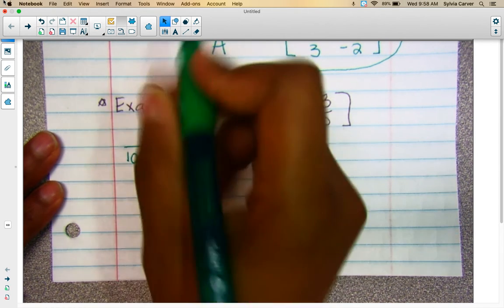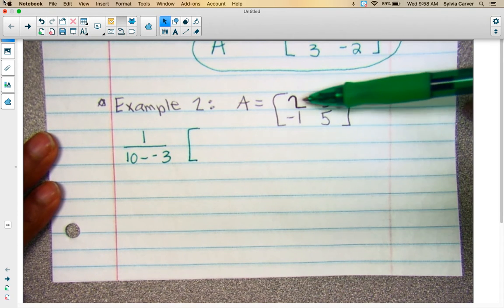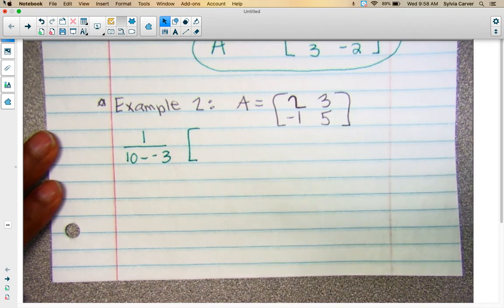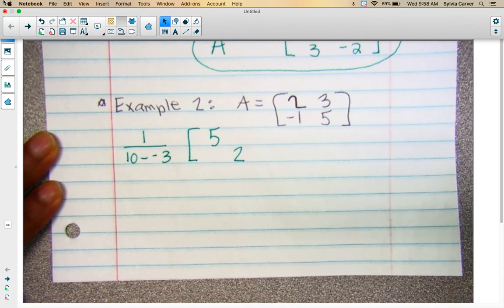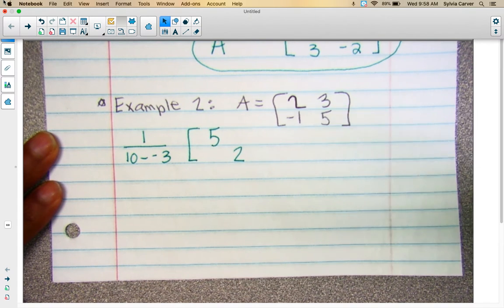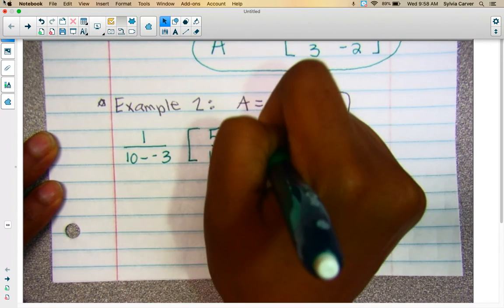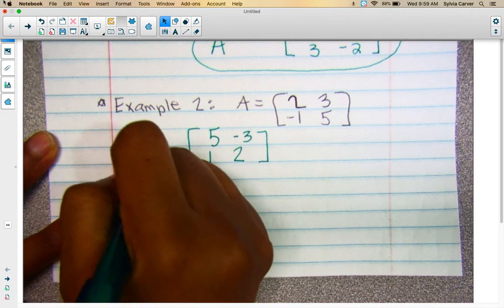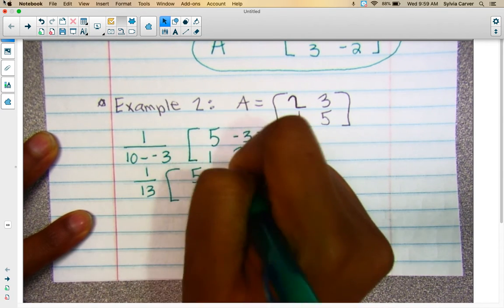The formula also says to find your inverse, you switch A and D. So you switch these two numbers. So 5 goes here and 2 goes here. Then it says to take the opposite signs of these two. So this is going to be negative 3 and this is going to be positive 1. Now we go through and simplify. 10 minus negative 3 is going to give us 13. Bring this down.